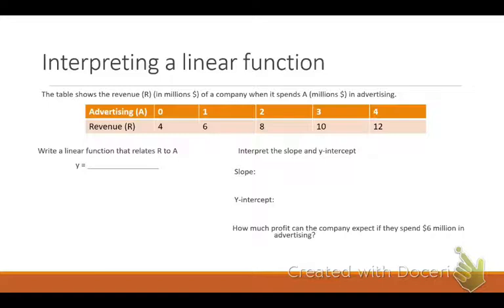It says the table shows the revenue in millions of a company when it spends millions of dollars in advertising. So we have revenue and we have advertising. Our first value, our top value, is still our X value, and the bottom is our Y value. The first part to this, you just did one. Write the linear function from the table. All right, don't worry about the interpretation yet. All I want you to do is write the linear function.